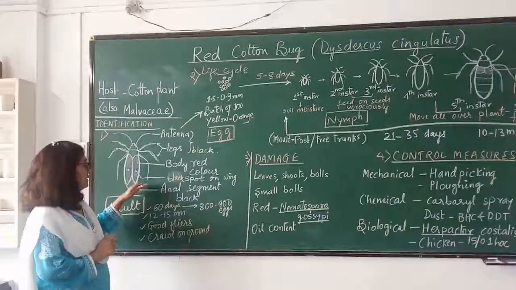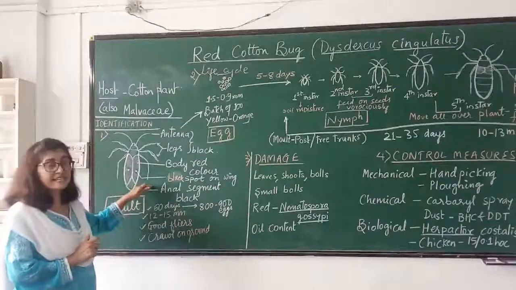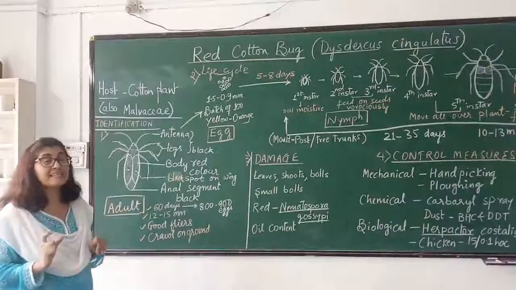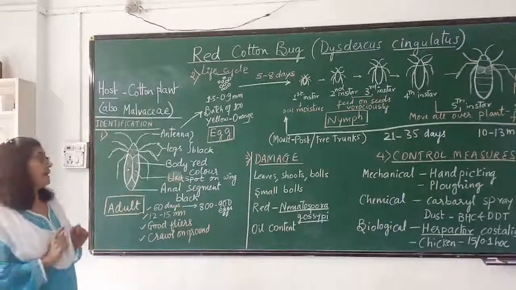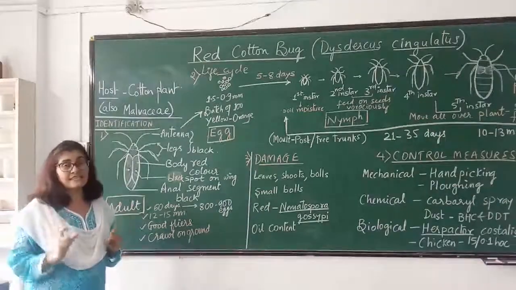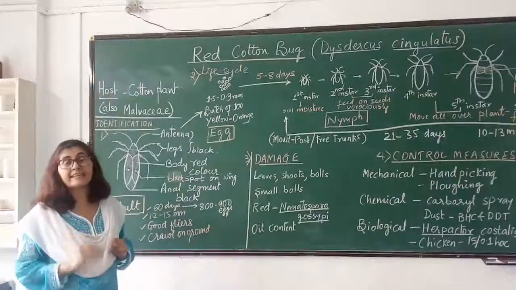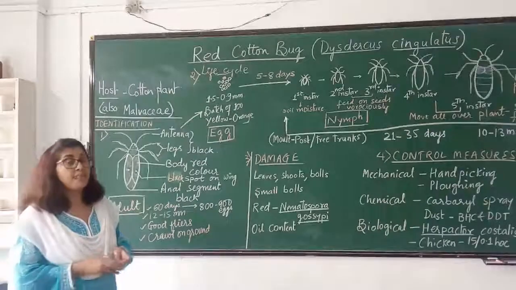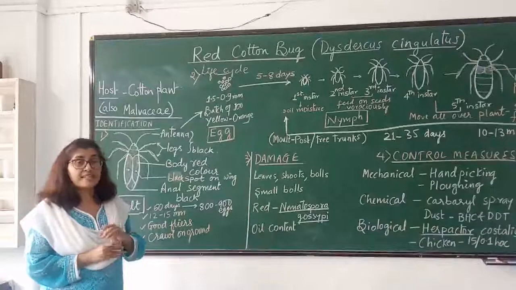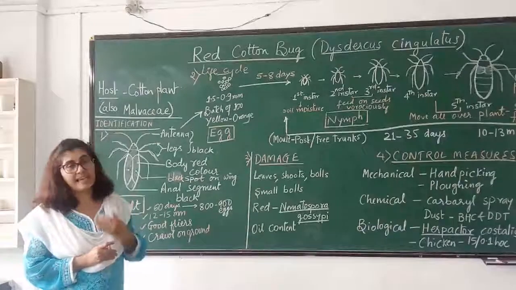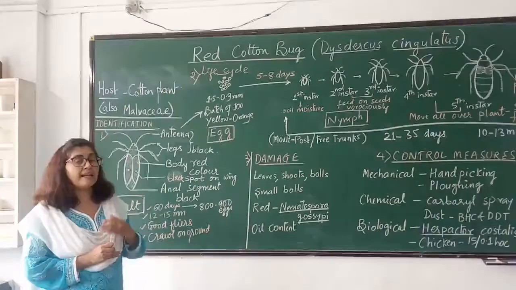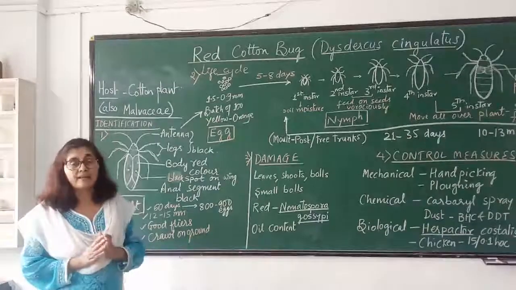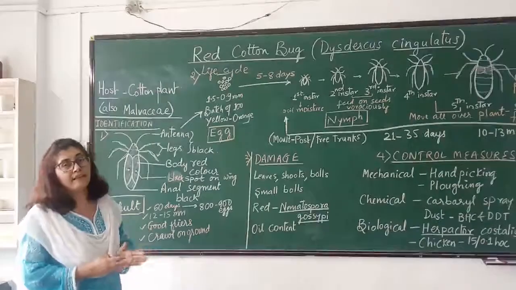Female lives for about 60 days. So the lifespan of the female is 60 days. In this period of 60 days, the female can lay 800 to 900 eggs. But she doesn't lay all the eggs at the same time. Eggs are laid in batches of 100 at an interval.